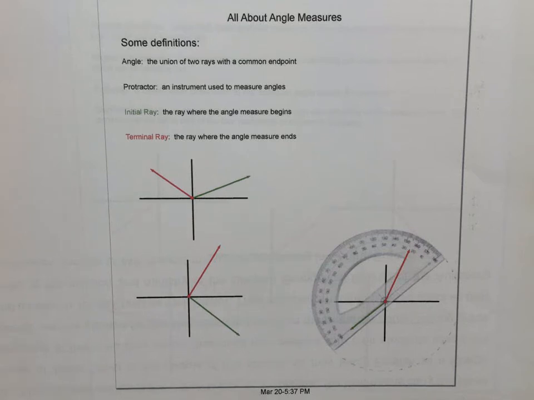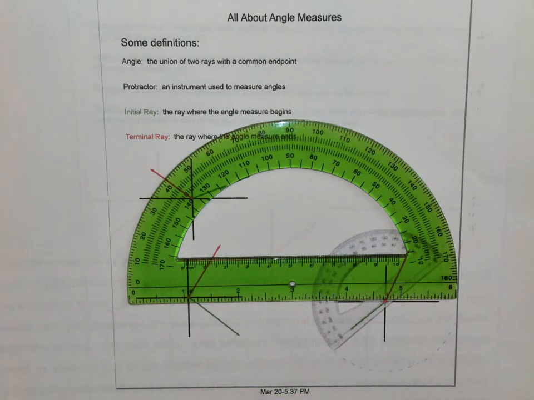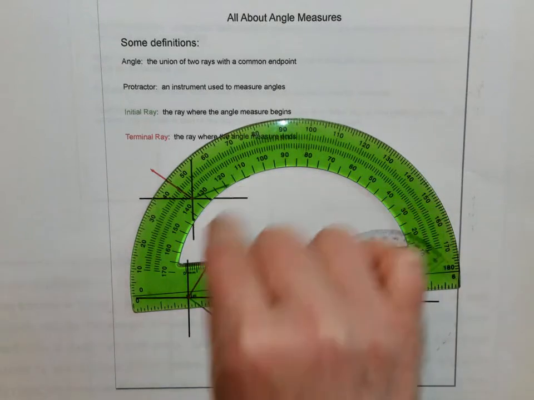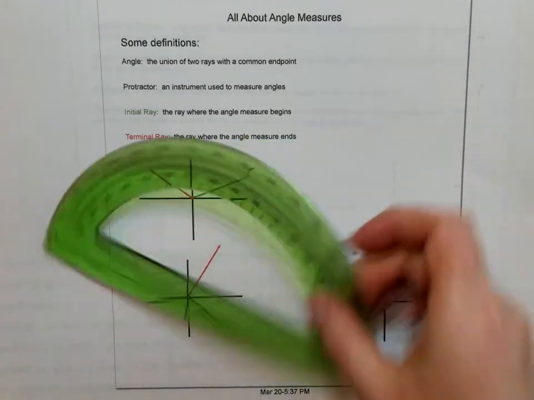First of all, the definition: an angle is the union of two rays with a common endpoint. I know, geometry's back again. I gotcha. And a protractor is an instrument used to measure an angle. And just in case you forgot what one looks like, there's what a protractor looks like. Remember, from here you would read the inside numbers. From over here you'd read the outside numbers.